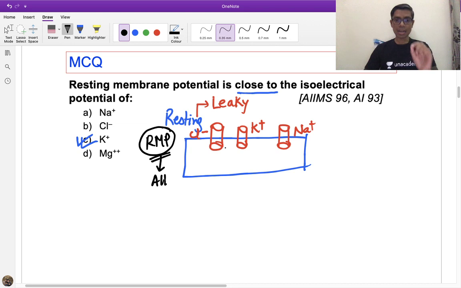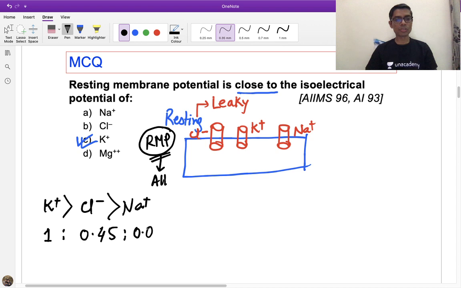Then I will ask you, among these three channels, which ion channel permeability is maximum, or which ion channel number is maximum? Then it will be like this: potassium is maximum, then chloride, then sodium. If you take a permeability ratio, the permeability of potassium ion is 1, chloride will be 0.45, and sodium will be 0.04. That means if there are 100 potassium channels present on a cell, then 45 chloride channels will be present on that same cell and only 4 sodium channels. So 100 potassium, 45 chloride and 4 sodium channels open.